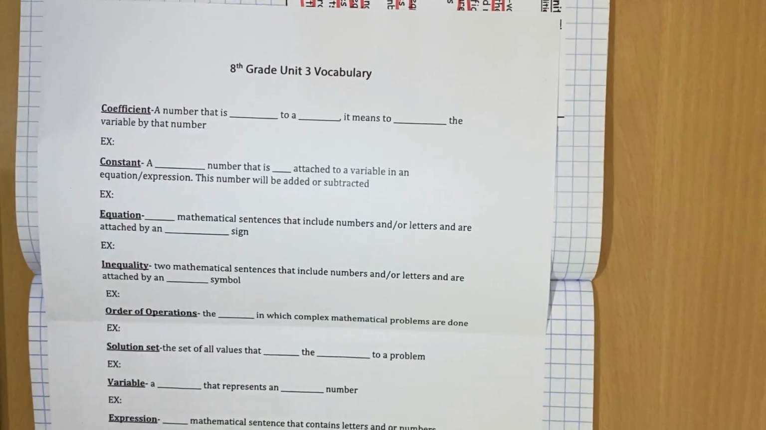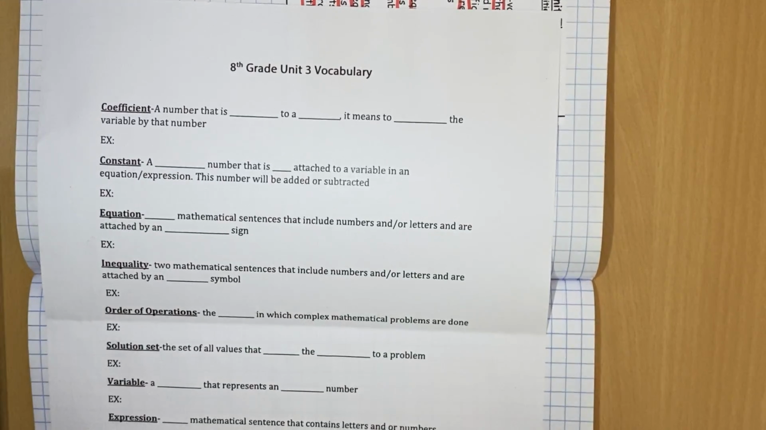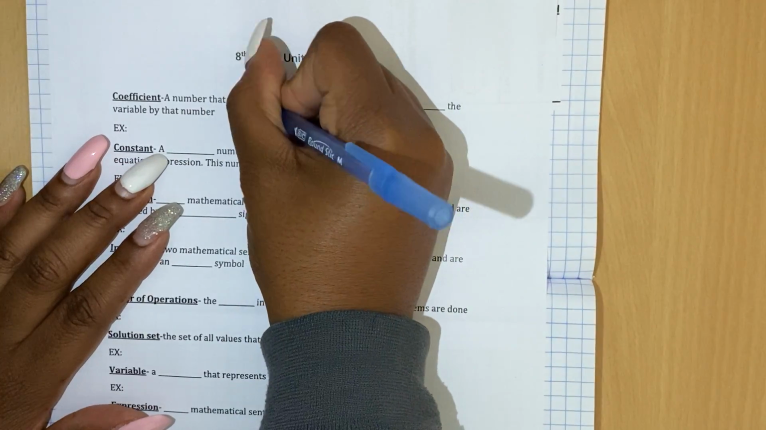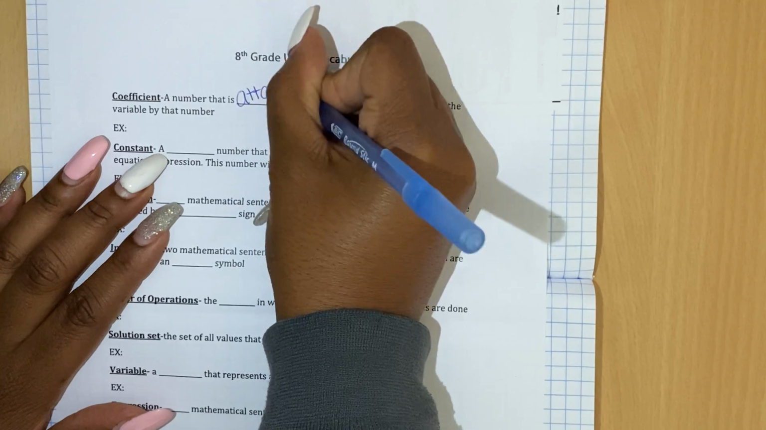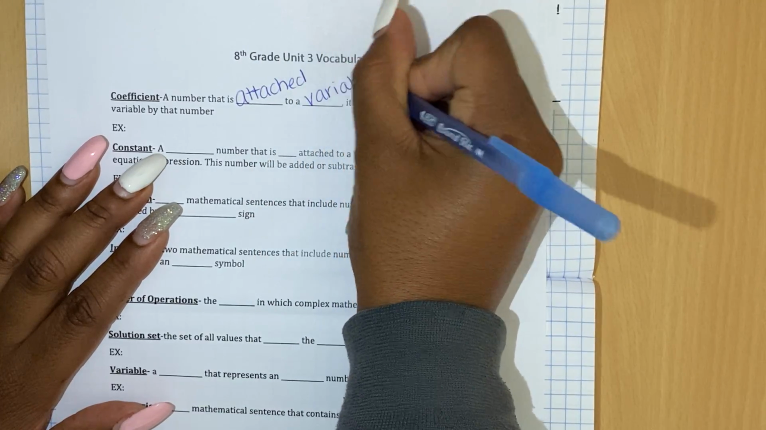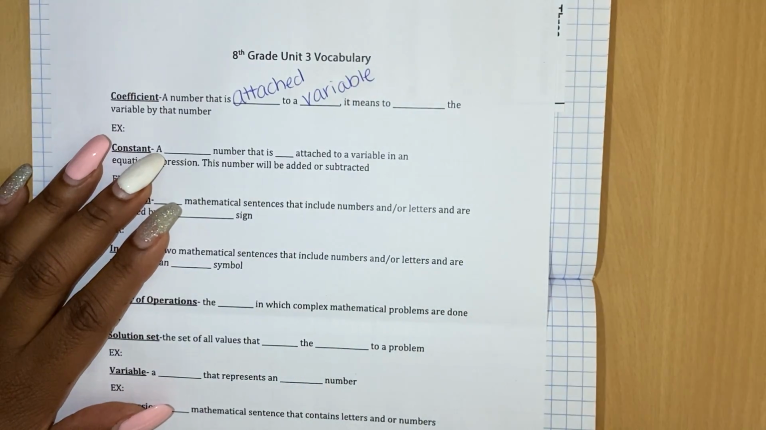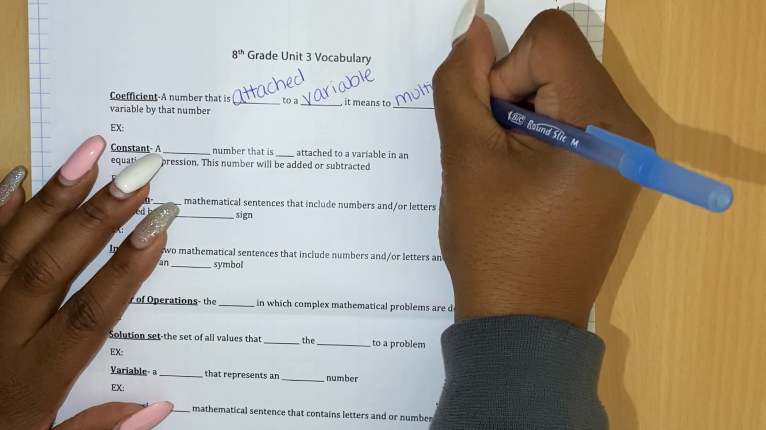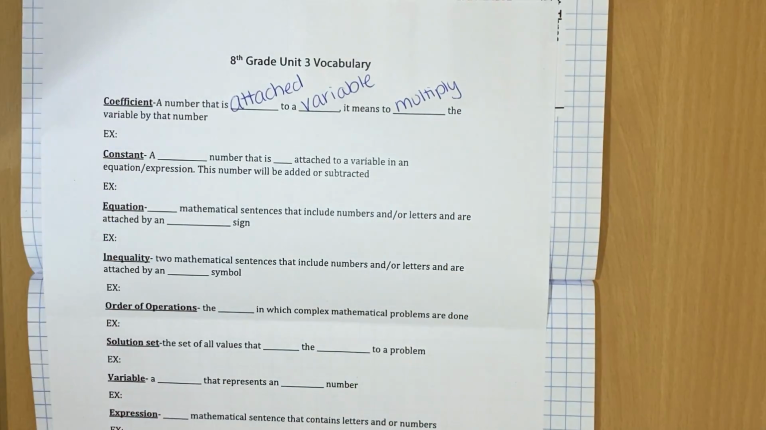We are about to do your vocabulary for Unit 3. We're going to start with the word coefficient. A coefficient is a number that is attached to a variable. It is attached to a variable, and it means to multiply the variable by that number.